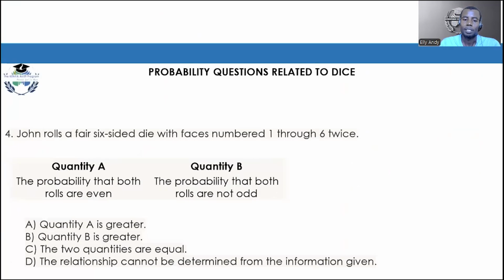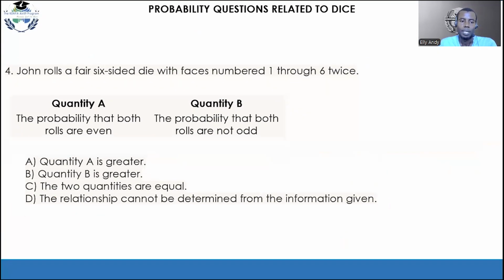Let's go to our fourth example. John rolls a fair 6-sided die with the faces numbered 1 through 6 twice. So in this case, the die is rolled twice. This one is also a quantitative comparison question. The probability that both rolls are even, that is quantity A. Both are even. So let's see what we have for quantity A.